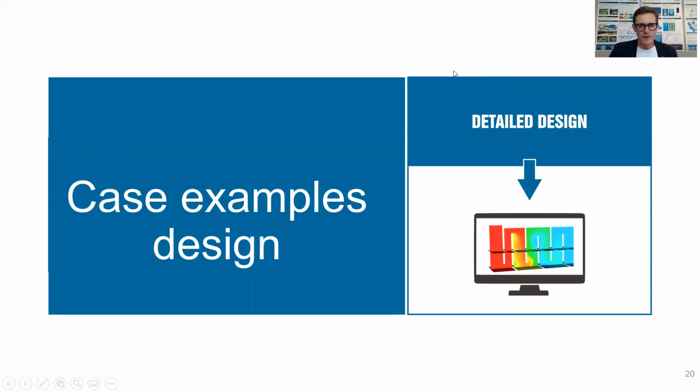Yeah. So I will now give the floor to my co-founder and colleague, Usman. He will be digging into the case examples.